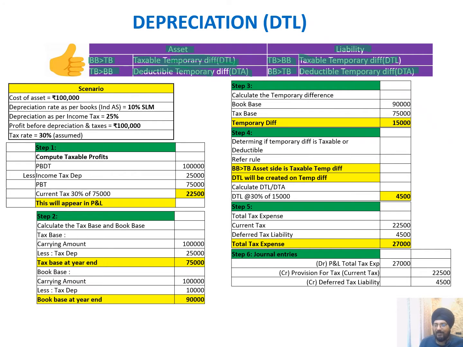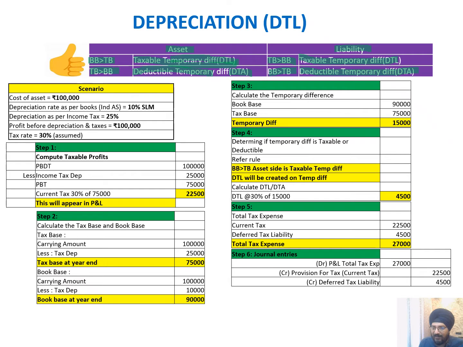Ultimately, when we are creating the DTL, in fact, on the basis of the current scenario, it is known to us that we have paid less tax in the current year, and hence we have the liability to pay larger taxes in a future year, and hence we create the DTL. And it's the reverse in the case of DTA.